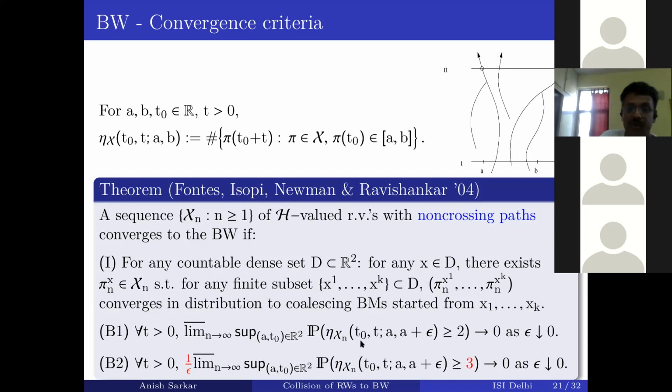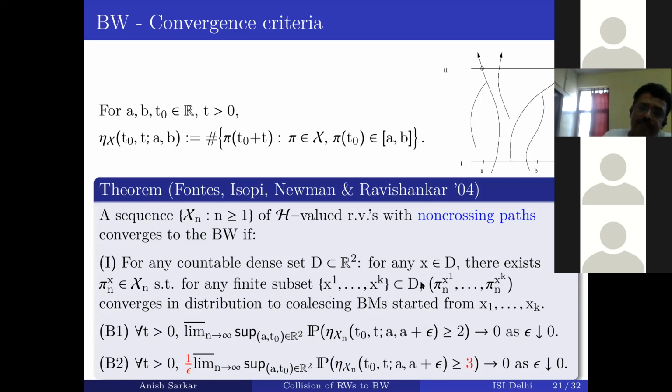And the other two conditions: if I take a and a plus epsilon, with times t and t naught, so when this length is epsilon, and epsilon I am going to let go to 0, the probability that the number of paths is at least 2, the lim sup of this probability, goes to 0 as epsilon goes to 0. And the third condition: the number of paths being bigger than or equal to 3, that probability divided by epsilon, 1 over epsilon times that part, goes to 0 as epsilon goes to 0. So these two conditions, B1 and B2.